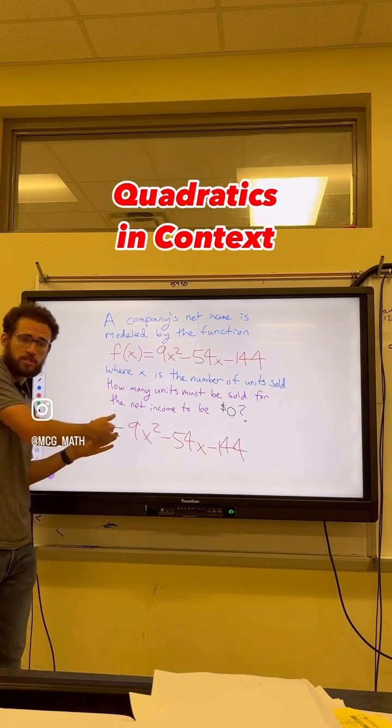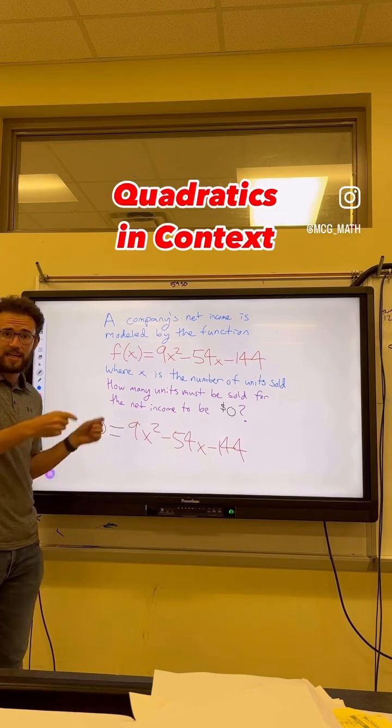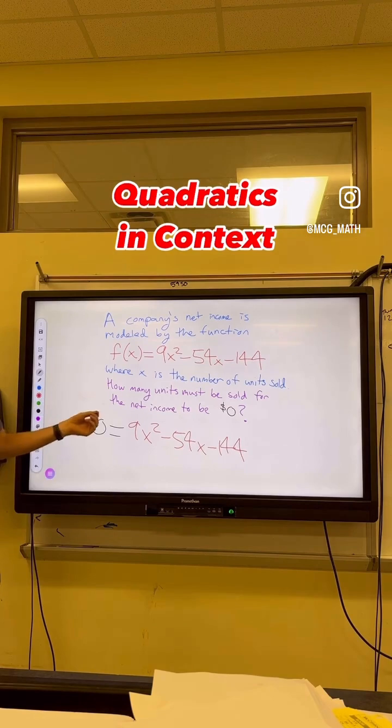Now, if you have a calculator, you can just type this in and then see where it crosses the x-axis. Those would be your zeros. If you do not, then you'd have to factor it out.